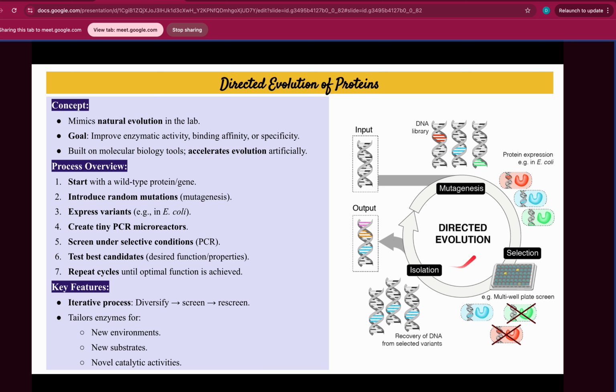So we increase the production of only that particular protein, with the mutation which is desired, which will increase the activity. So this is the concept of directed evolution, and the key feature is that this is an iterative process. You diversify, you screen, you rescreen. So it is iterative if you are doing random mutagenesis. You can tailor enzymes for new environments, new substrates, and novel catalytic activities.